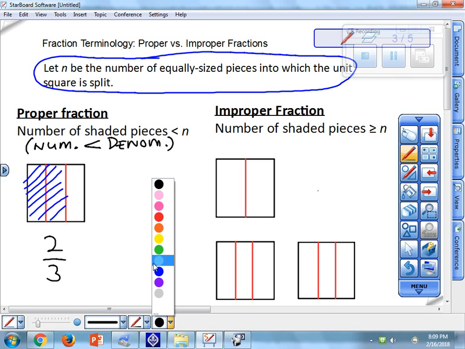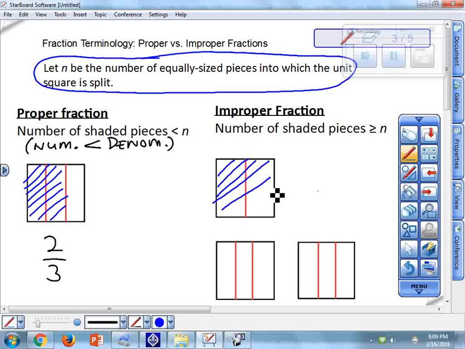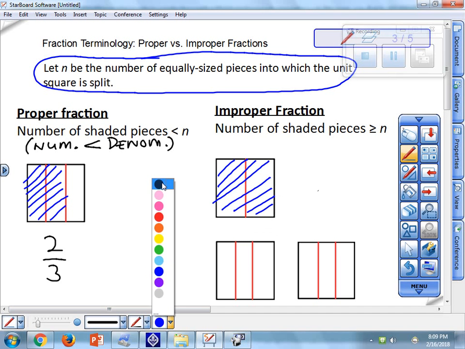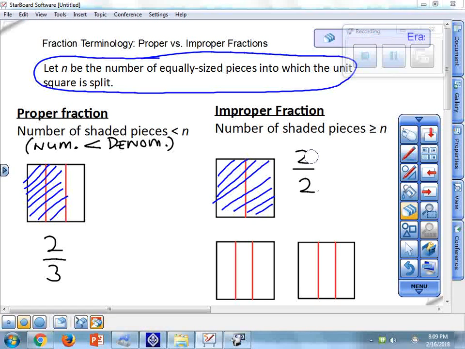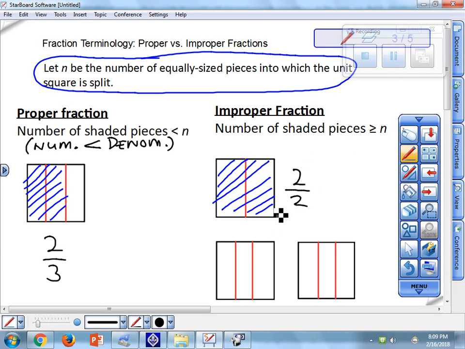So in this case, for the unit square that I have up above, I'm going to shade both equal sized pieces that we split this into. And of course we can write the fraction for what we have just shaded in. There are 2 shaded pieces, and there were 2 pieces that we had split this up into. So this is 2/2. And this is an improper fraction because the number of shaded pieces, 2, is equal to the number of pieces that we had split the unit square into.